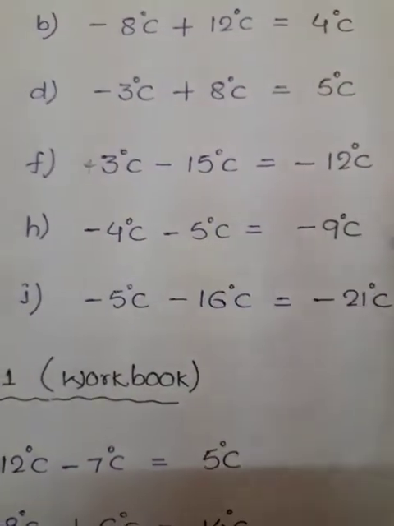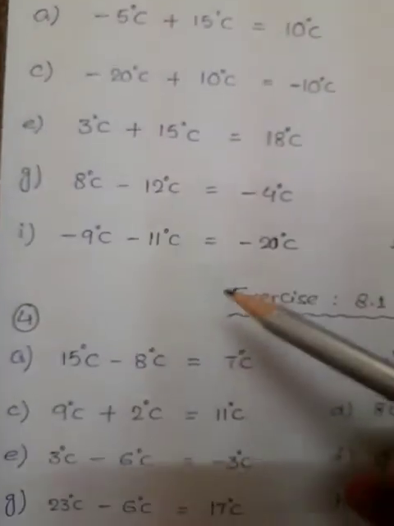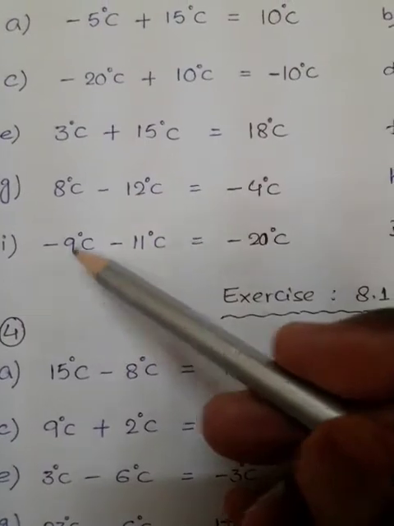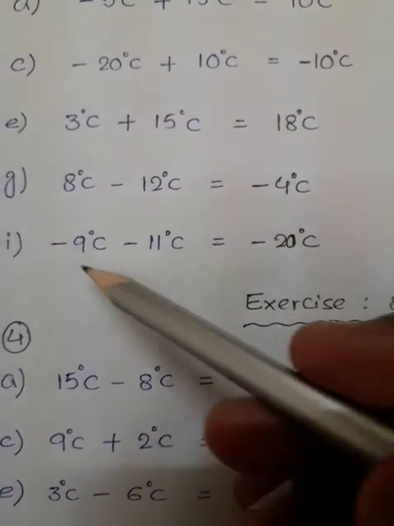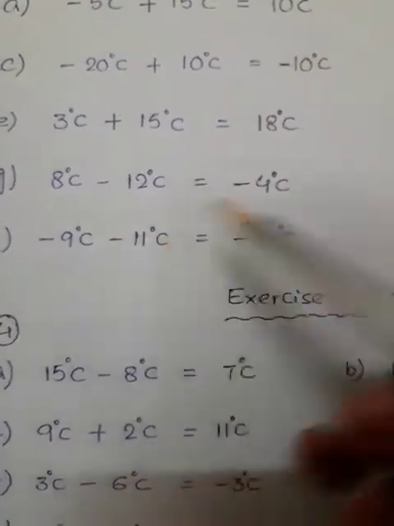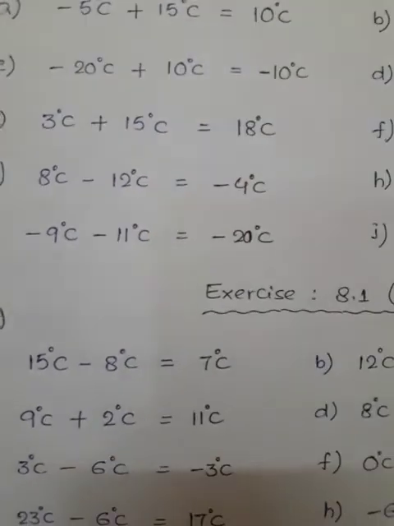So 4 plus 5 is 9, but write the negative symbol because it is on the negative side. Now the next one: the temperature is minus 9 degrees Celsius and it falls down by 11 degrees Celsius. So minus and minus, both are the same symbols, so add. 11 plus 9 equals 20.